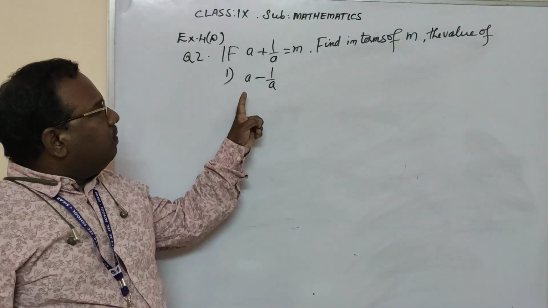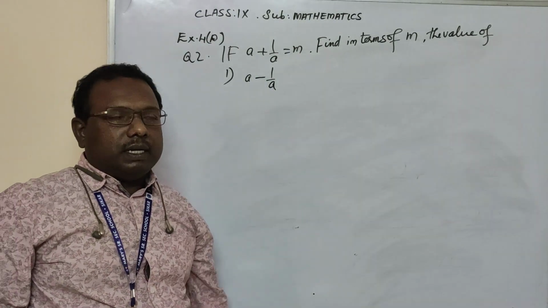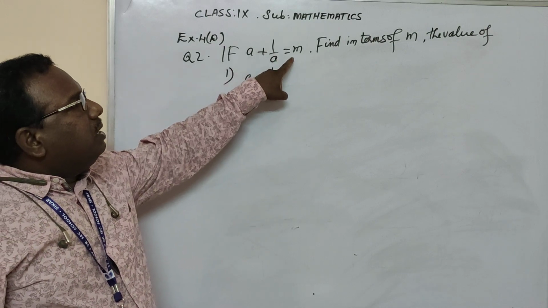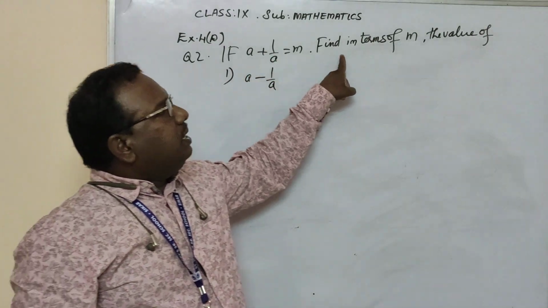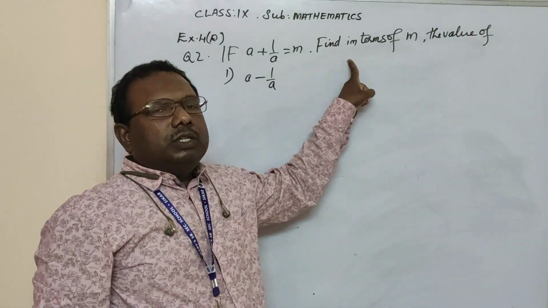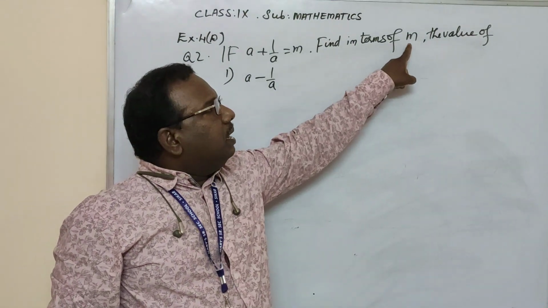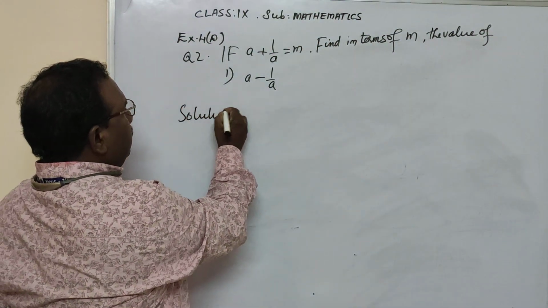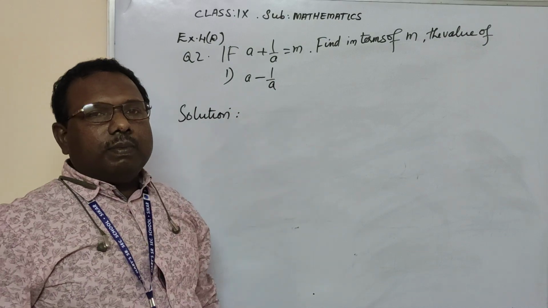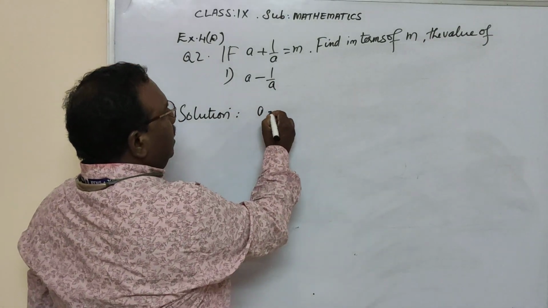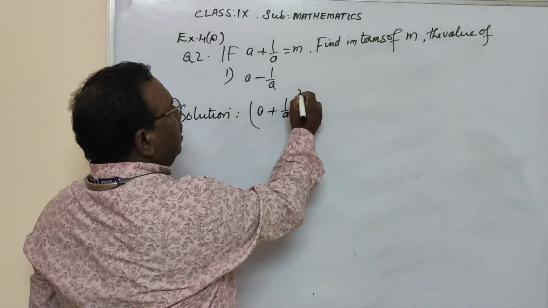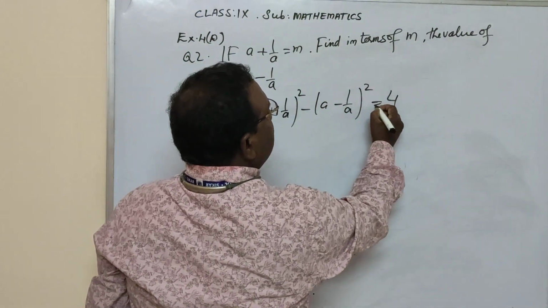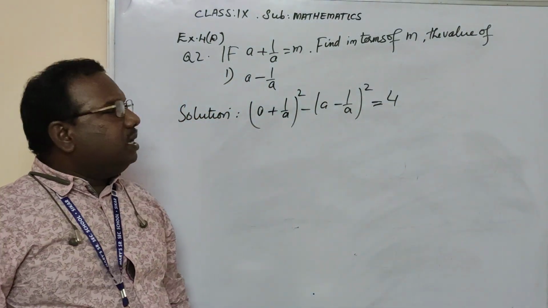Let's first solve the first part, then we will go to the second part. Here it is given in the question, if a plus 1 by a is equal to m, find in terms of m. That means your answer contains the letter m. So, solution. We have already studied the identity: a plus 1 by a whole square minus a minus 1 by a whole square is equal to 4. You learned this identity in the previous class.